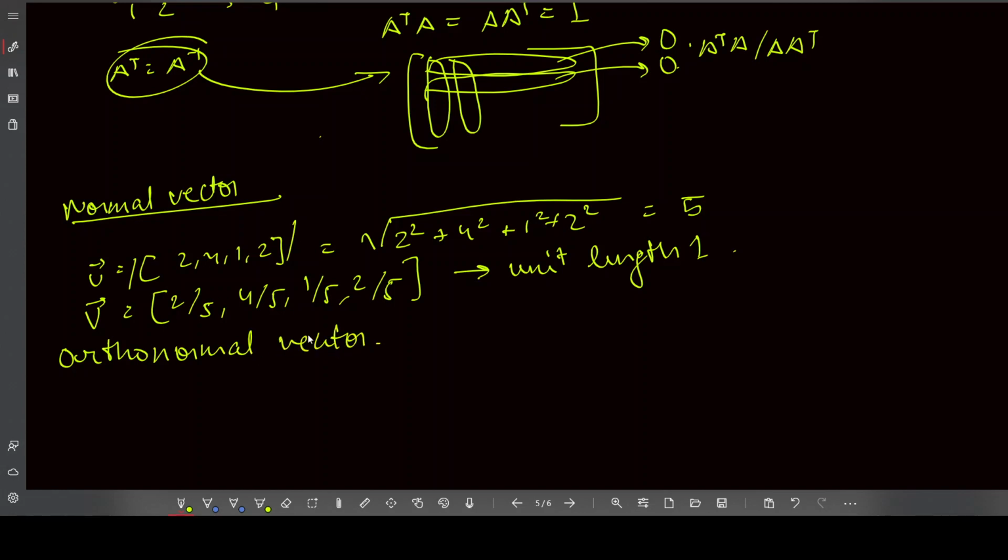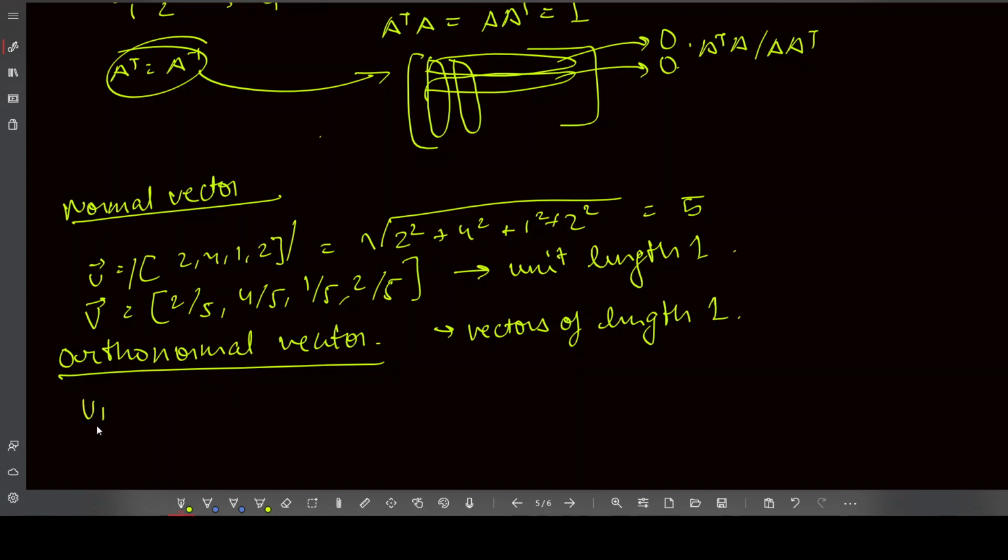What is an orthonormal vector? Take a guess. Vectors of unit length 1 which are perpendicular to each other. So they are normal because they are vectors of unit length 1, and they are ortho because they are perpendicular to each other.